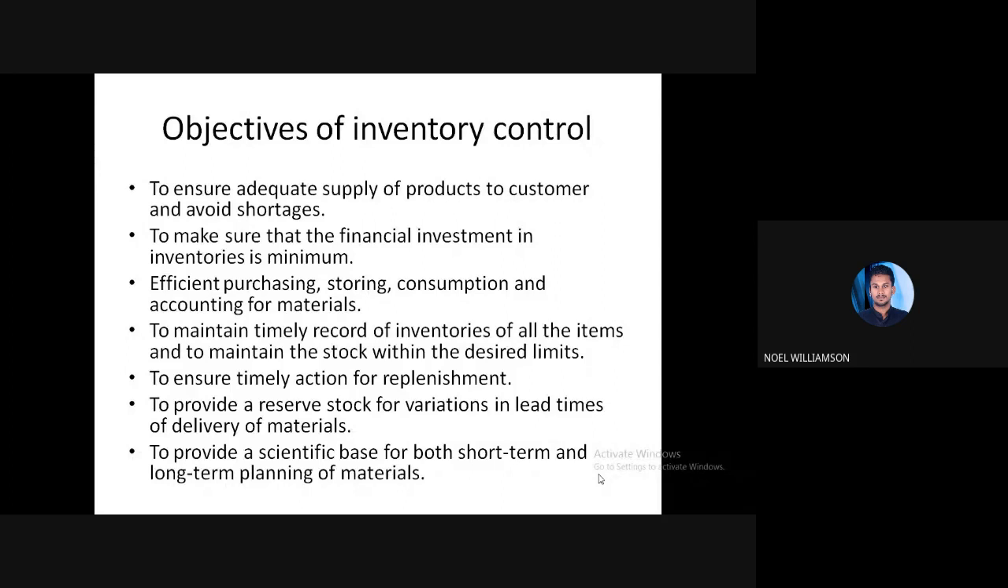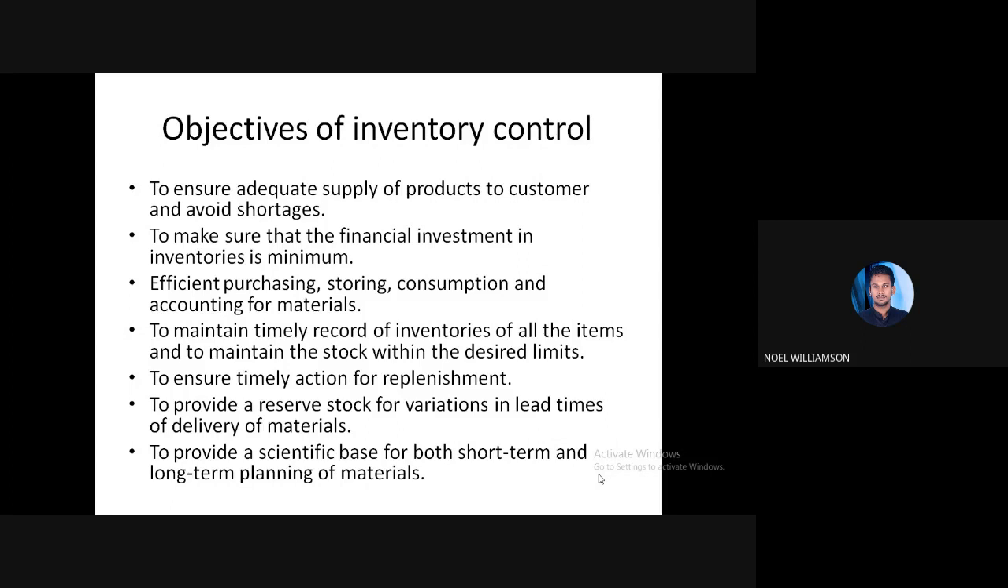In case there is any change in the demand, or if the demand goes up, at that time we may not be able to produce the product in the required quantity. If we have the product in stock, then it will be easily available. So we can avoid shortages during bulk demand. So this is the first one: to ensure adequate supply of products to the customer and avoid shortages.